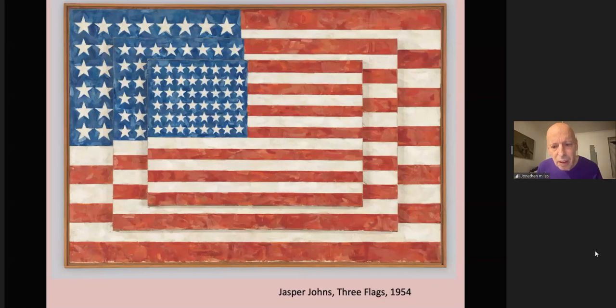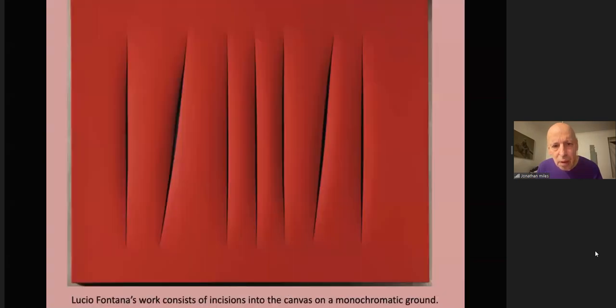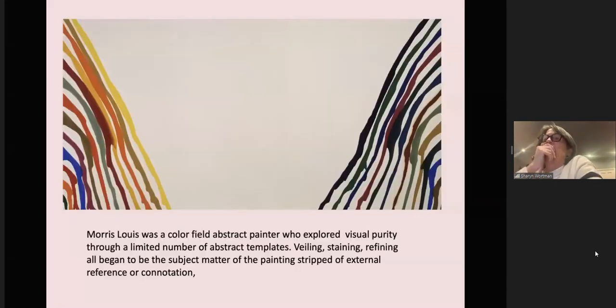Jasper Johns's Three Flags. Lucio Fontana's work consists of incisions into the canvas on a monochromatic ground. Morris Louis was a color-field abstract painter who explored visual purity through a limited number of abstract templates. Veiling, staining, refining all began to be the subject matter of the painting, stripped of external reference or connotation.